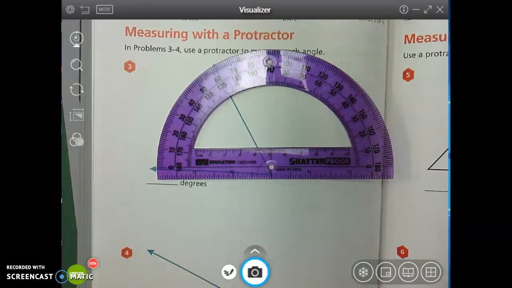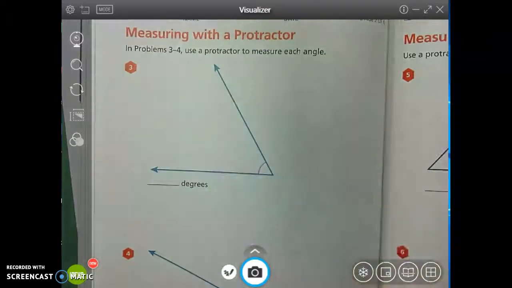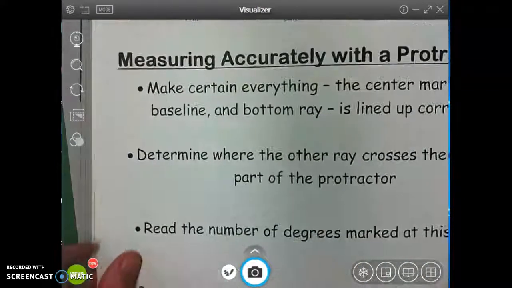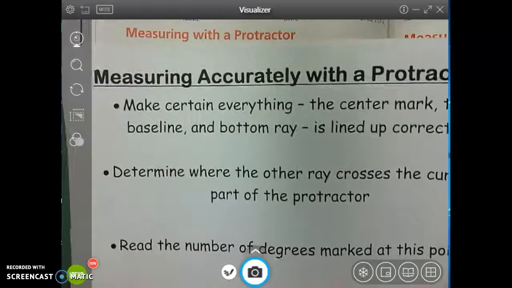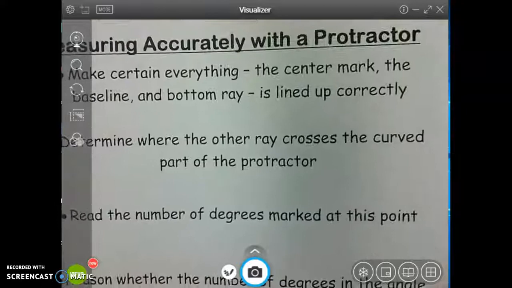Now, you have measured quite a few angles over the last few sessions. Some of them have been in our polygon shapes and some not. Let's take a few minutes and look at a list of what you need to remember in order to measure correctly and accurately using a protractor. All right, measuring accurately with a protractor.